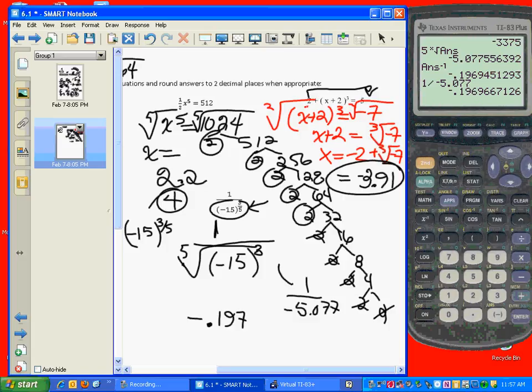I think that's the answer. 1 over negative 5.077. Okay, this is the answer, but that's the incorrect form. You can't have a fraction with a decimal in it. Does that make more sense? Okay, this is fine, but we need to simplify it further to write it like this. You either have a fraction with integers in the numerator, but you don't have a fraction with a decimal. Better? That makes more sense.